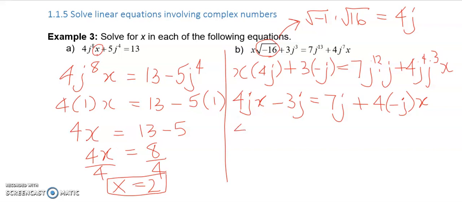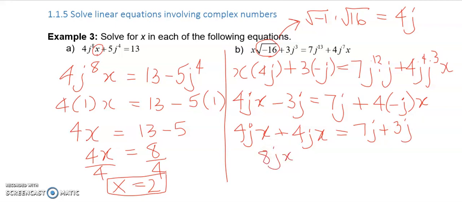Let's get those together. So 4jx. When I bring this to the other side, the plus 4 times negative j times x, that also becomes plus 4jx. And you're going to have on the right-hand side 7j plus 3j. The sign changes, remember, when you bring it over. So this becomes 8jx is equal to 7j plus 3j. You can add those together because they're like terms. You get 10j. Divide both sides by the 8j.